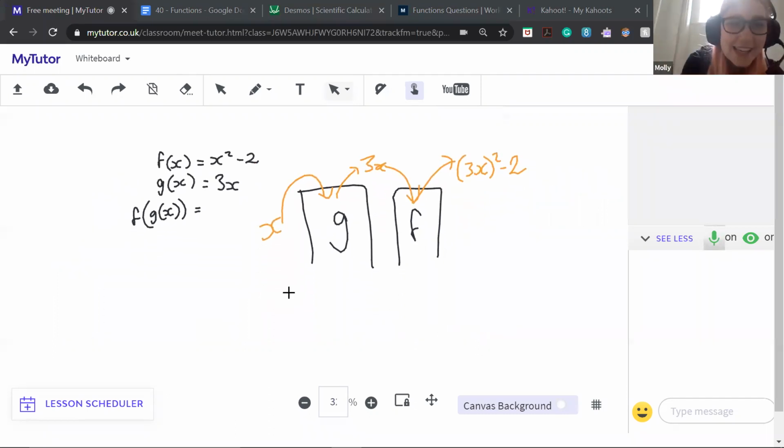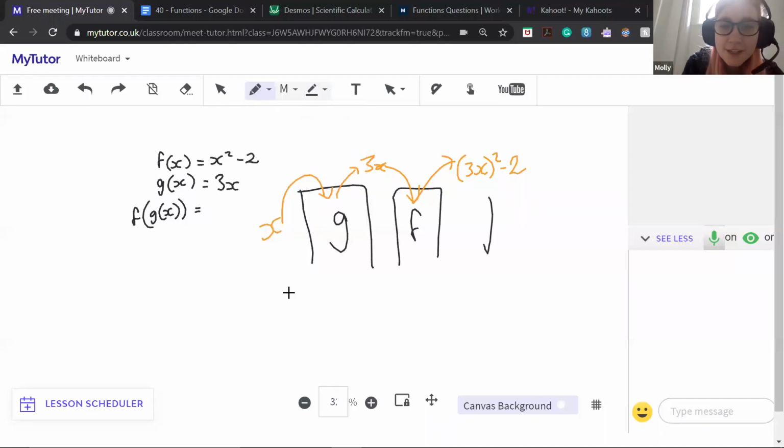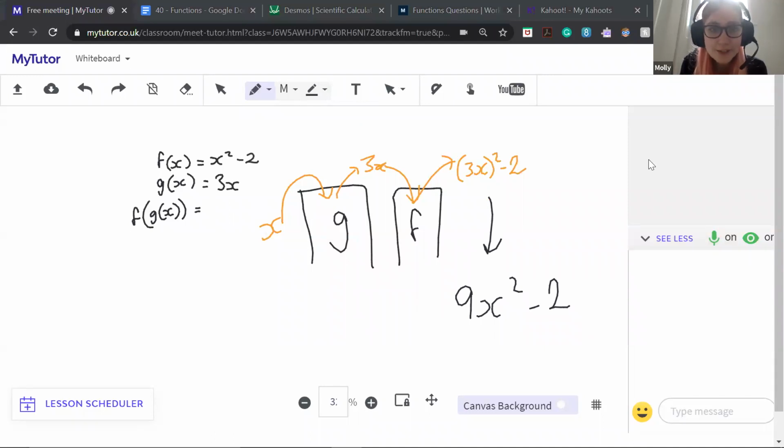So then what we get is this here. And remember, we have to square the 3 and the x when we do 3x squared. So this is 9x squared minus 2. Hopefully that makes sense there. I think a lot of people were getting that, which is really fantastic.